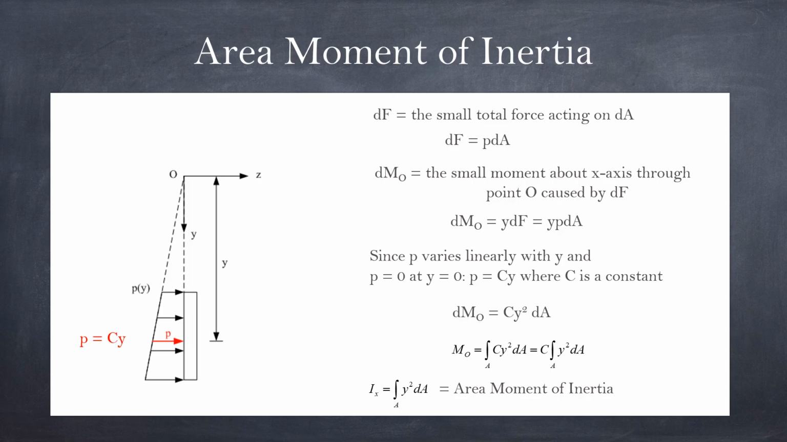And that is the term we call the area moment of inertia. Notice this one here is Ix, which means it's the area moment of inertia about the x-axis. We'll discuss it in further detail later. Okay, so that's the idea.